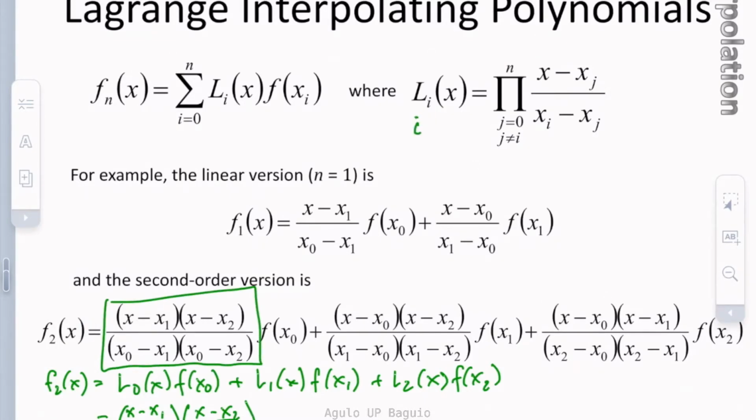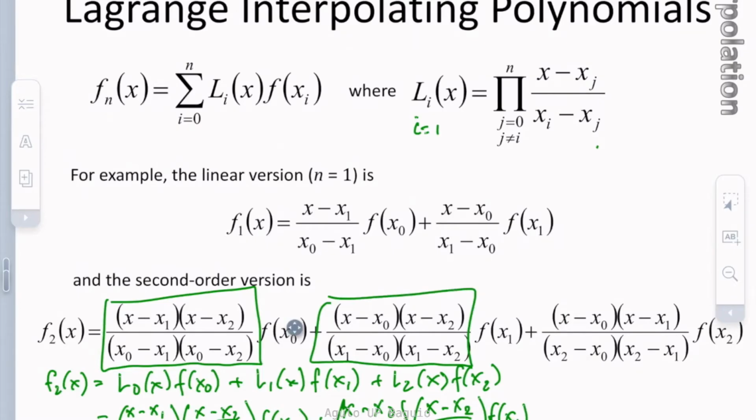Now for i equals 1, we have x minus x naught, where j equals 0, divided by, i equals 1, so x1 minus x naught. Now j must not be equal to i, so we don't need the x1s here for j, so we go immediately to j equals 2. So this is multiplied by x minus x2 over x1 minus x2 times f of x1, which is the term that we have here.